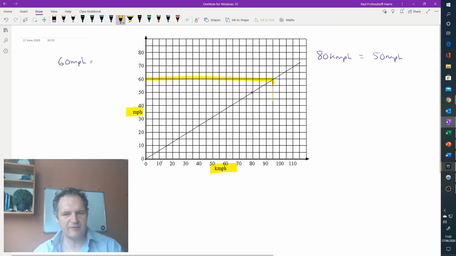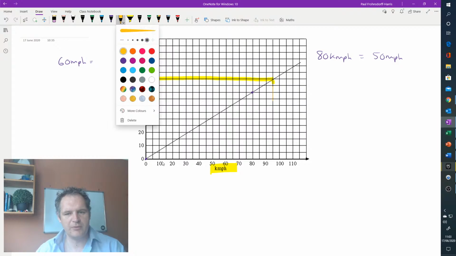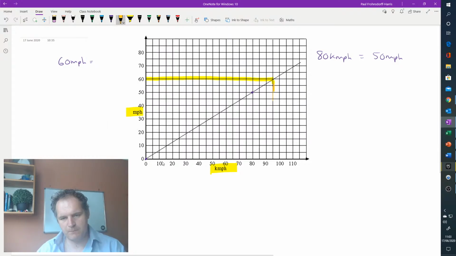It's not really thick enough, is it? Probably something like that. That's better. Here we go, all the way down there. And we get the answer 95 kilometers per hour. And I don't like the P, I prefer to use kilometers / hours for kilometers per hour. But we can see how they convert to each other.